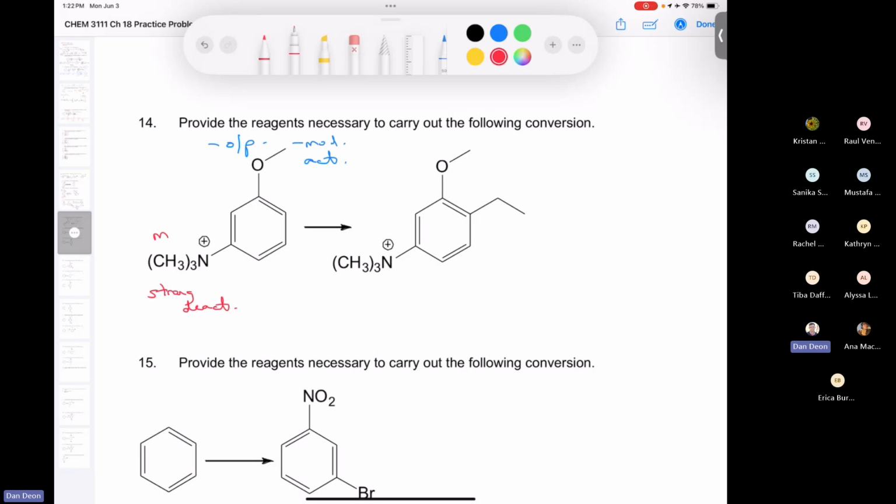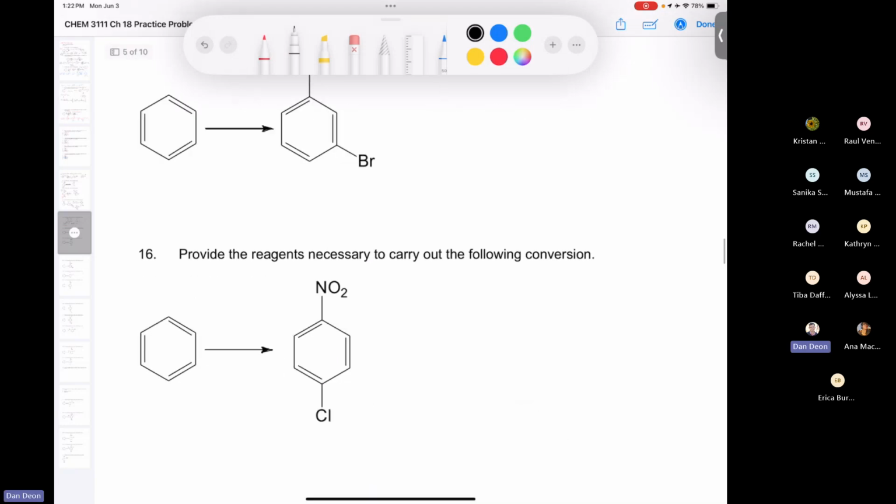Well, the group that wins is going to be the activator. And so we don't need any blocking group or anything like that. So all we would need for this case to install the ethyl group is just ethyl chloride. And we'll use aluminum chloride as our Lewis acid, and that's it.